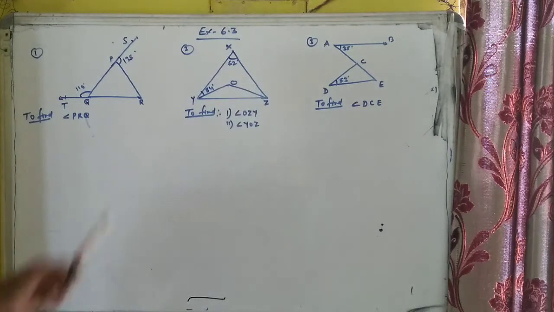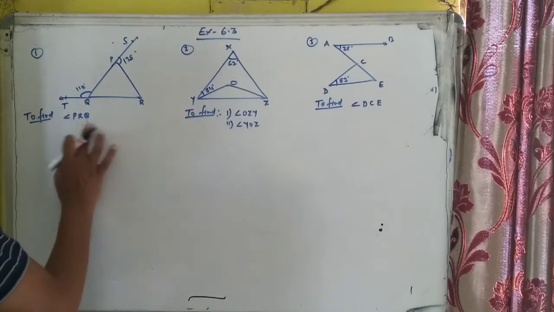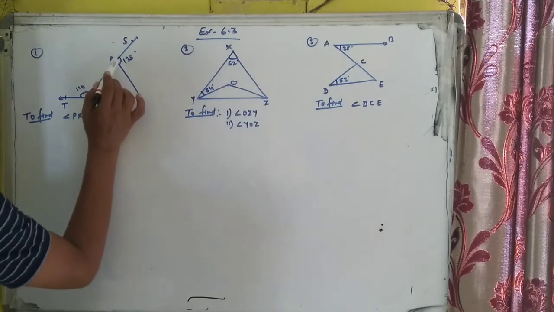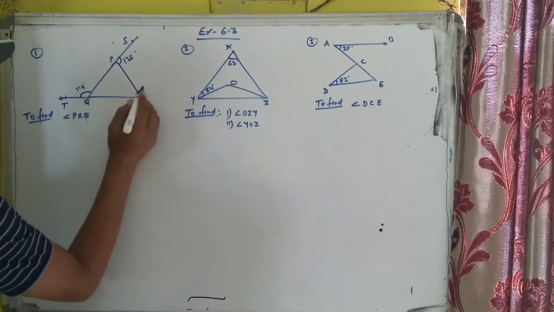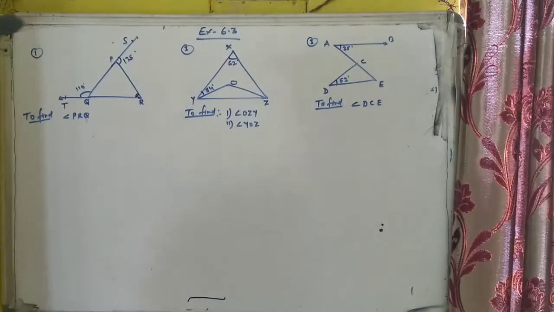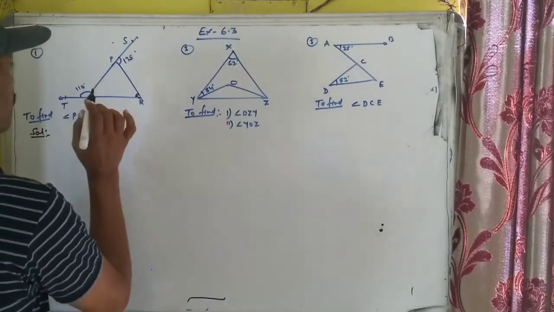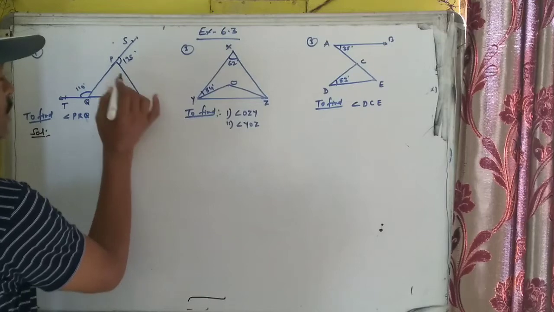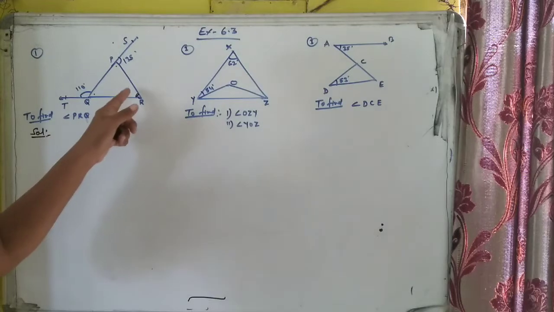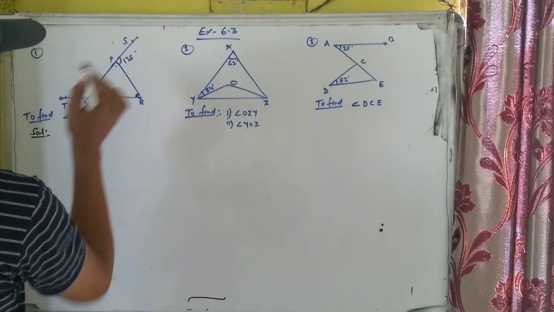In question number 1, as per the figure, we have to find out the value of angle PRQ. Just see where is PRQ. This is PRQ. It means this angle is required to find out. So it's simple to find it. Just see the solution. If we can find this angle and this angle, then by angle sum property we can get this PRQ. So let us find at first this one and this one.